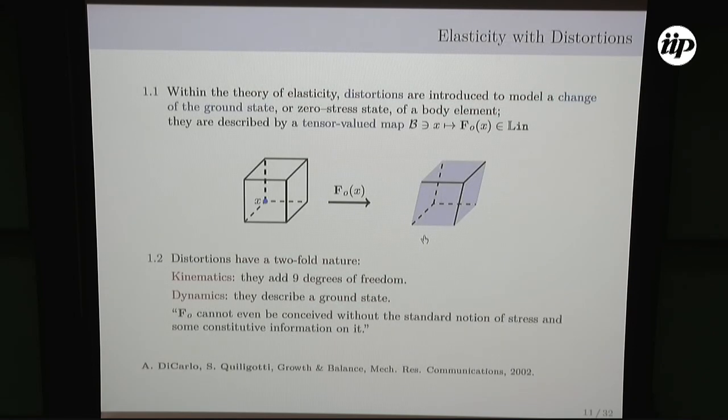And now I explain the model. Elasticity with distortion. So the right picture for continuum mechanics with distortion is this one. I think it is this one. So you have to look at a volume element, not a point, not a full body, but just a volume element, so a cubic element. A distortion is a tensor field, and it changes the shape of a volume element. So this cube is distorted onto this other cube.